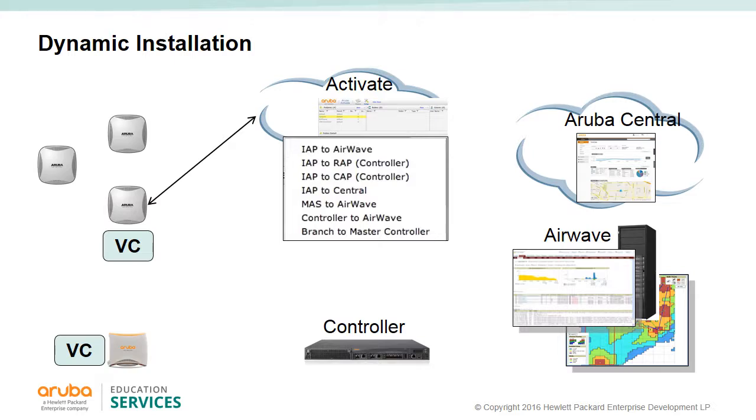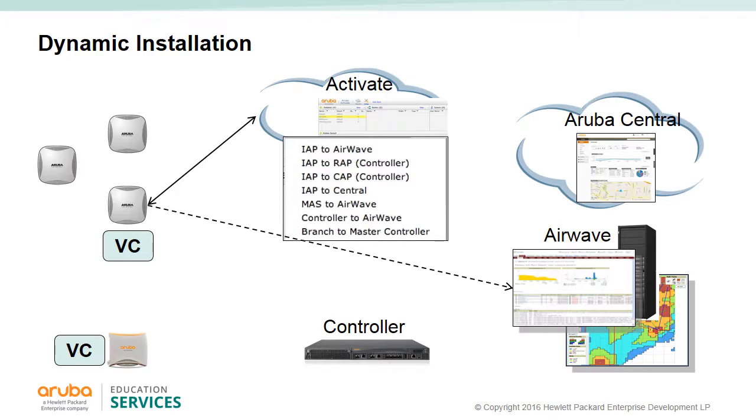The following are 4 different ways in which your IP can be directed from the Activate system. IP to Airwave. The Activate service will give the IP address of the Airwave server, and the organizational information.